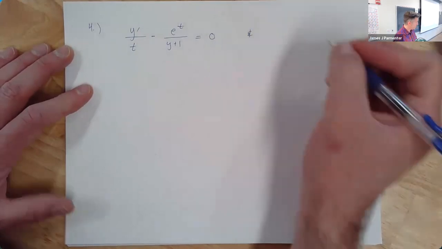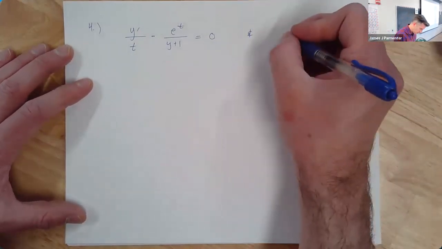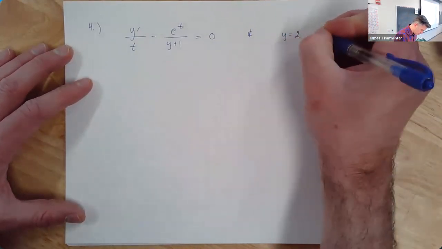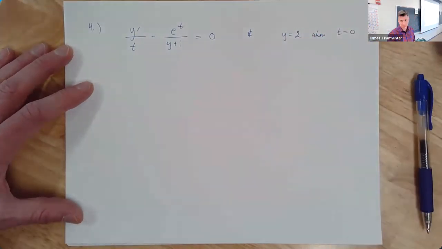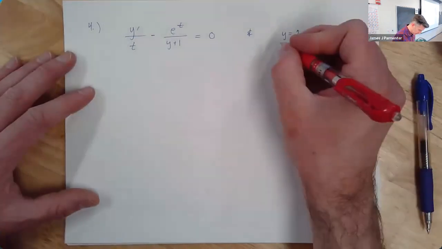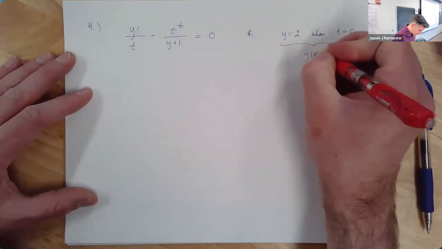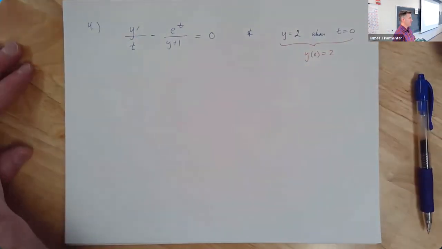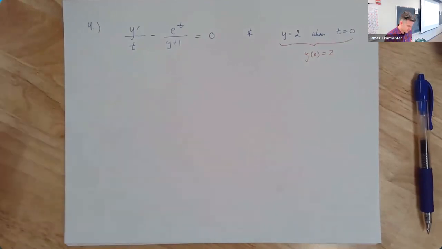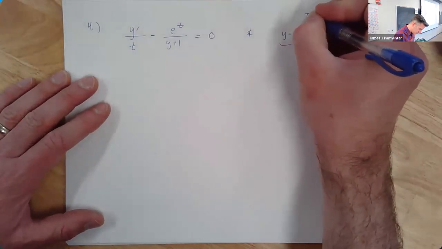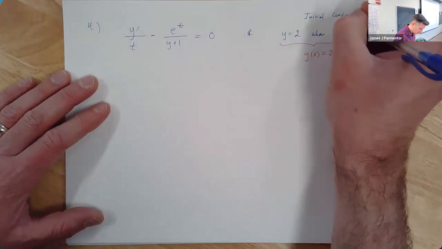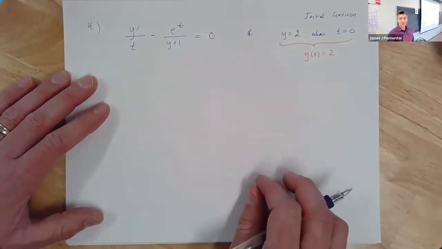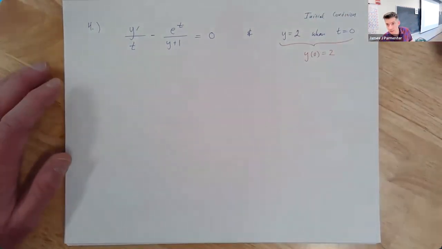And we have an initial condition, which is that y is equal to 2 when t is equal to 0. Another way people will probably express this is just y of 0 equals 2. That's the faster way of writing it. So what this means over here, this initial condition, when you see an initial condition, what you should really hear is that means we have to solve for c.